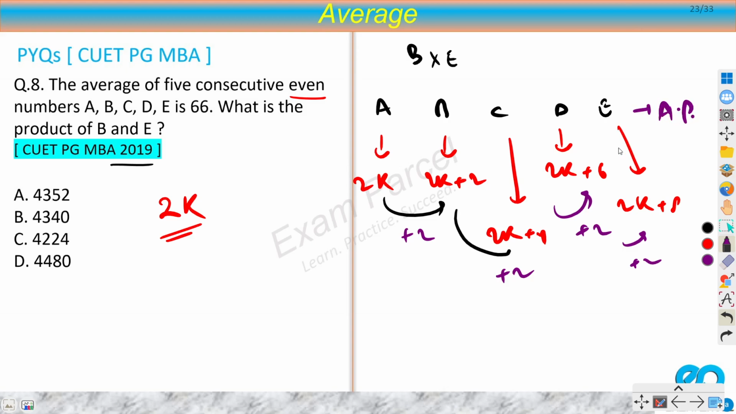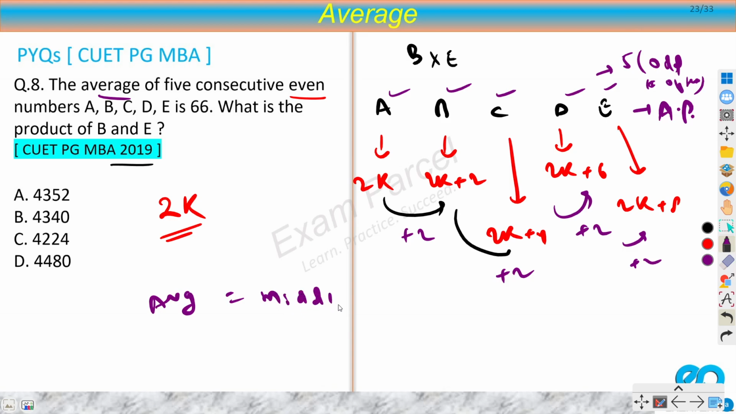Now what is the next question that we should ask? That is, is the number of terms in this AP odd? So how many terms are there? 1, 2, 3, 4, 5. So odd number of terms. Now I am concerned with finding average. So what does the concept say? That average will be middle term. The average will be middle term in an AP consisting of odd number of terms only.